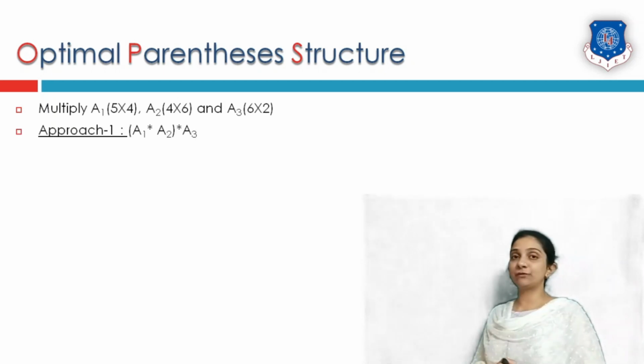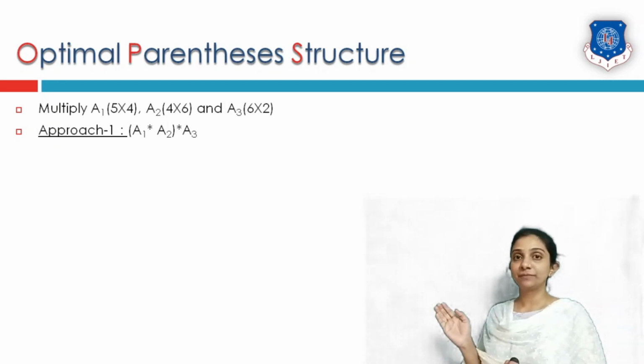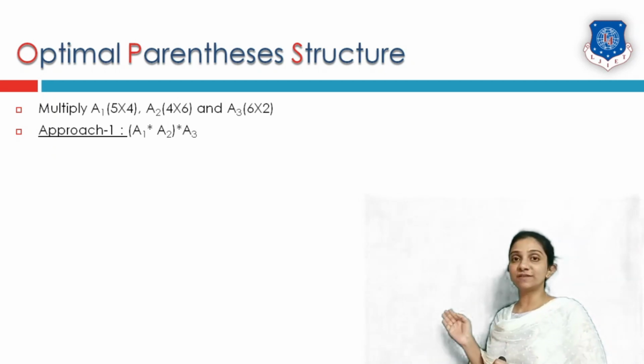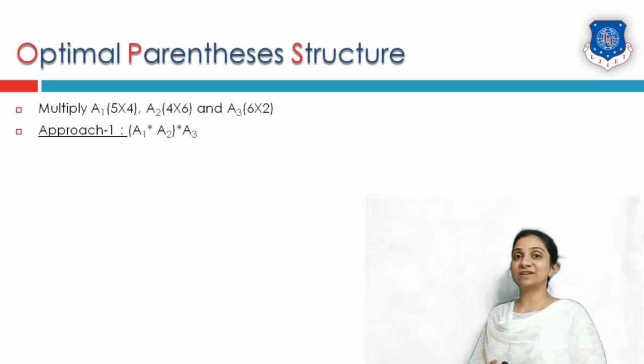So there are three matrices A1, A2 and A3. Matrix A1 is of dimension 5 cross 4. That means it has 5 rows and 4 columns. Second matrix A2 is of dimension 4 cross 6, 4 rows and 6 columns. And third matrix A3 is of dimension 6 cross 2. That means 6 rows and 2 columns.